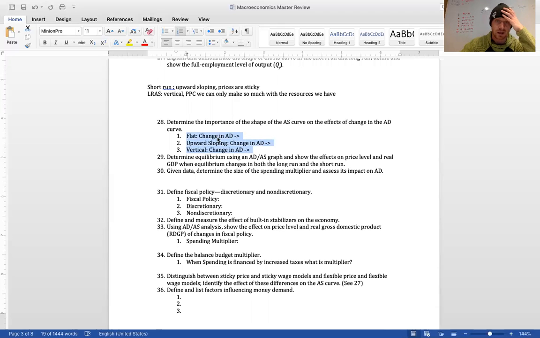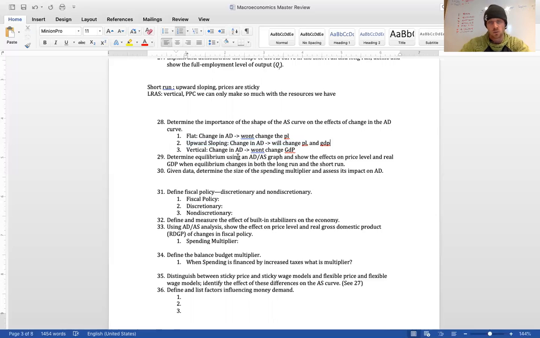If the problem says that the short run aggregate supply curve is flat, then changing aggregate demand won't change the price level. If it's upward sloping, it will change price level. And if it's vertical and change in aggregate demand, won't change GDP. You could draw these out and prove this, but if it's flat, changing aggregate demand will only change GDP. It won't change the price level. If it's upward sloping, like we've been working with all year, it will change both.